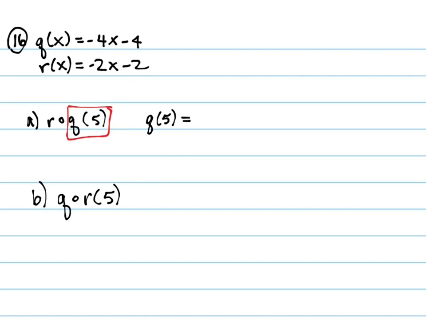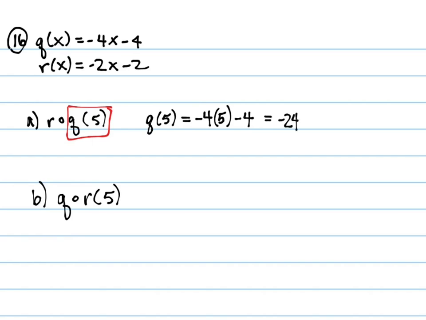I substitute it in for x. So my Q of x equation was my top equation, so -4 times my new value 5, which is x, minus 4. So what is -4 times 5 minus 4? What is it? -24 is right, yep.